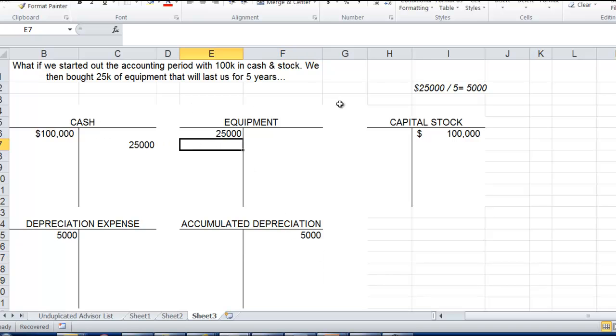So we started out with $100,000. We purchased the equipment, so cash went down, the equipment went up, and then every year we're going to make the same entry. Depreciation expense is going to be debited, accumulated depreciation is going to be credited. At this point in the game, they're always going to feed this number to us. They're going to tell us what the depreciation expense number is. Later on in the course, we're going to learn how to calculate this number, but for now, this is really all you need to know about depreciation.